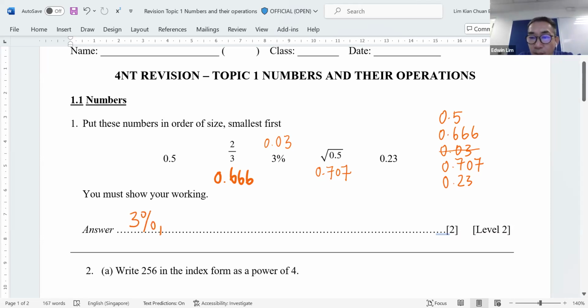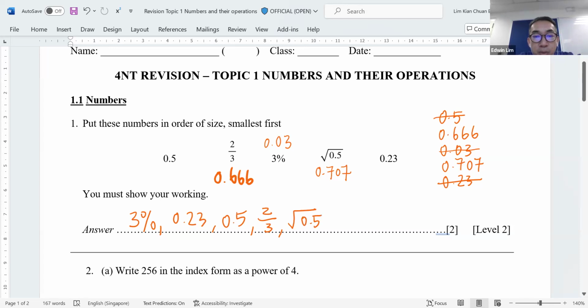Next, I can compare again. 5, 6, 7, 3. 5, 6, 7, 2. So 2 is the smallest, so it's 0.23. Can you see that as I write down the smallest number, I cancel away the number? So 0.5, 0.6, and 0.7. 0.5 will be next. And we are left with only 2 more, 0.6 or 0.7. So left with 2/3. And lastly, square root of 0.5 as the answer.